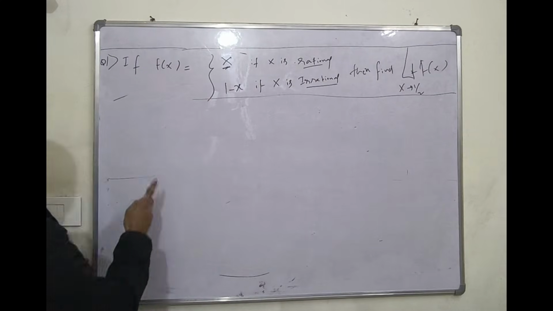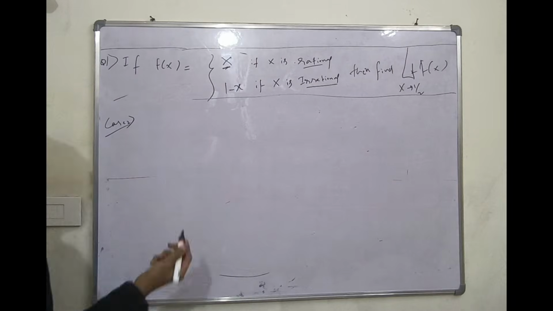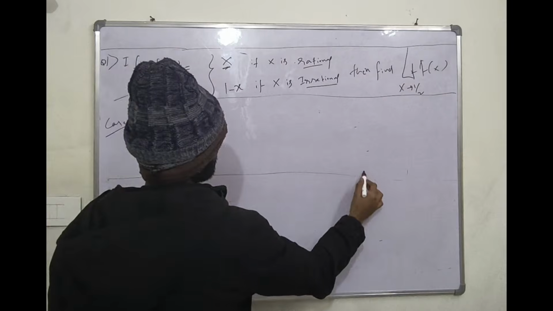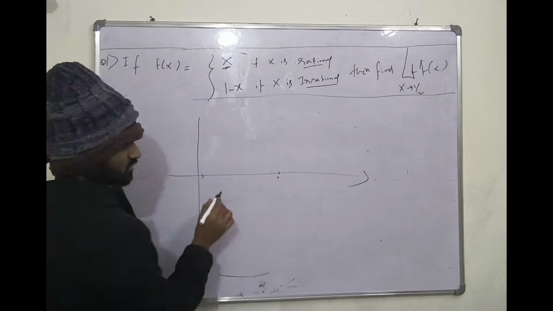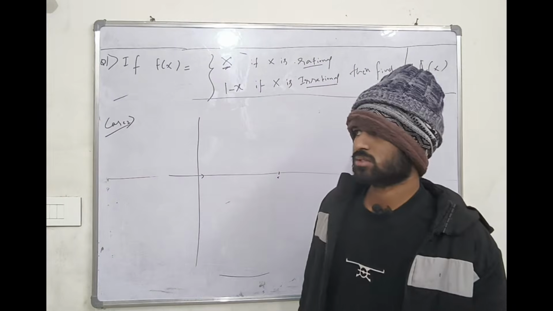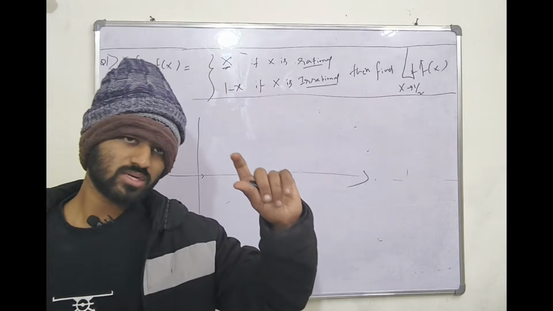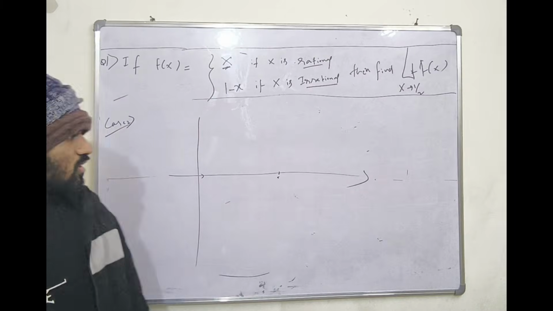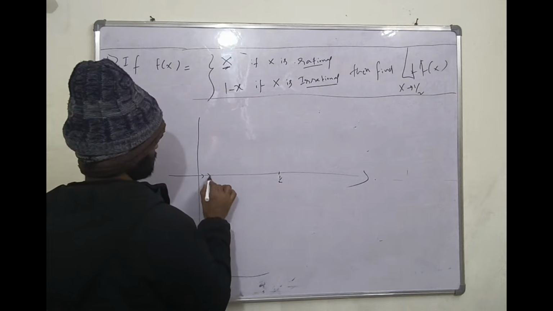In the case 2, what is the case 2? Case 2 is when I'm approaching from this side towards x. Okay. Now I approach it till that point x, which is irrational, not rational. Okay. So which is irrational.